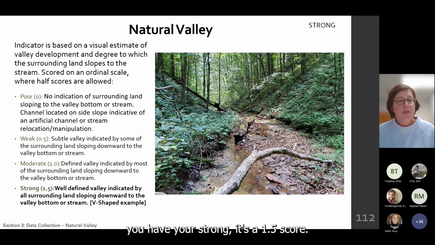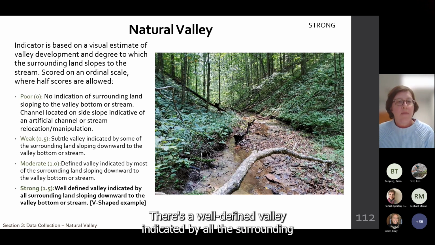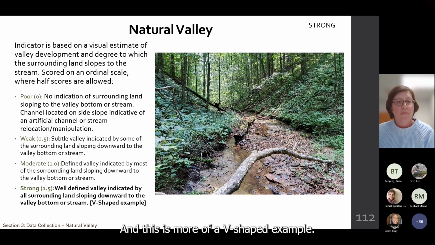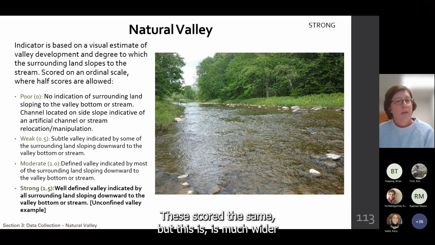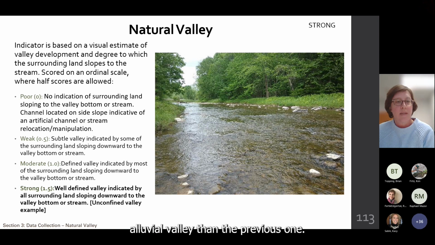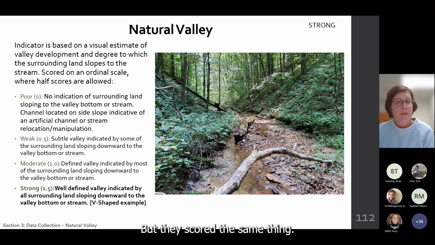And then here you have your strong, a 1.5 score, a well-defined valley indicated by all the surrounding land sloping downward to the valley bottom or stream. And this is more of a V-shaped example. And then here is more of an unconfined valley example. These scored the same, but this is a much wider alluvial valley than the previous one, but they scored the same thing.